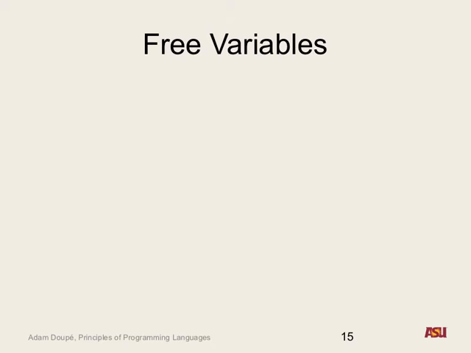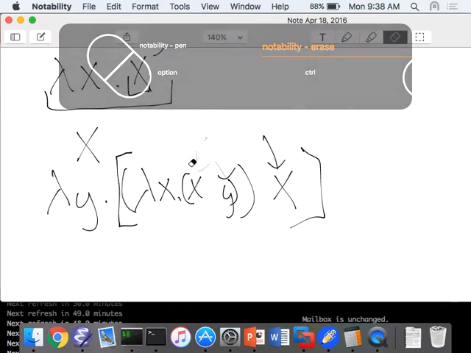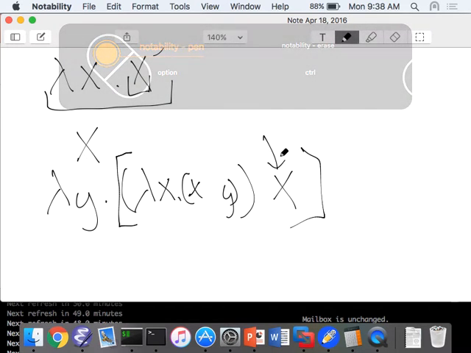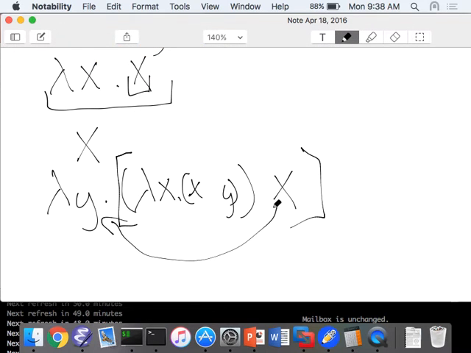Quick question. On that last one, since you had lambda y at the beginning and the dot, that whole chunk after is bound to lambda y? It's inside the body of this abstraction, yes. So then the x is bound to lambda y? The last x, the one on the end? Ah, no, it's not bound. It's inside the body, but they have different names. This is y and this is x.